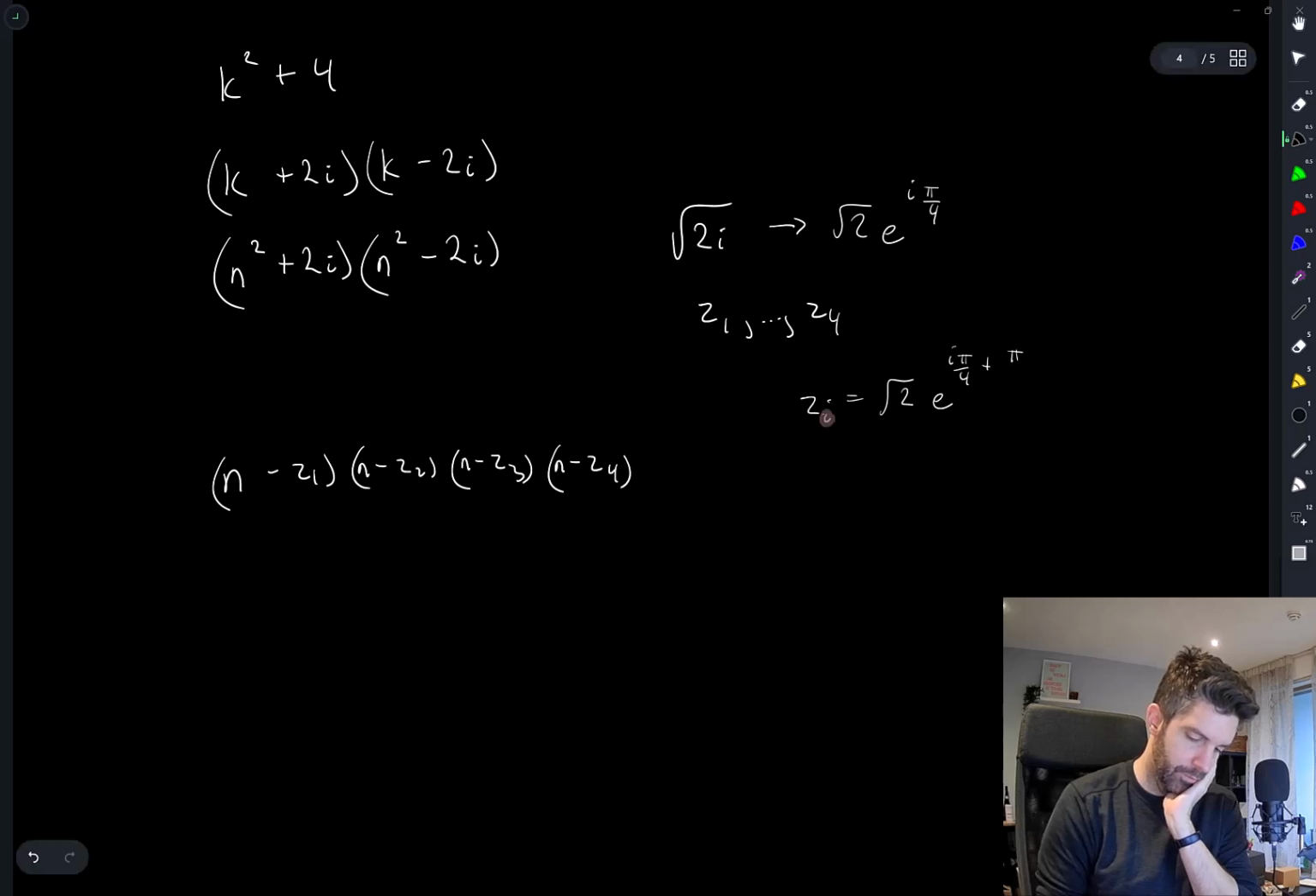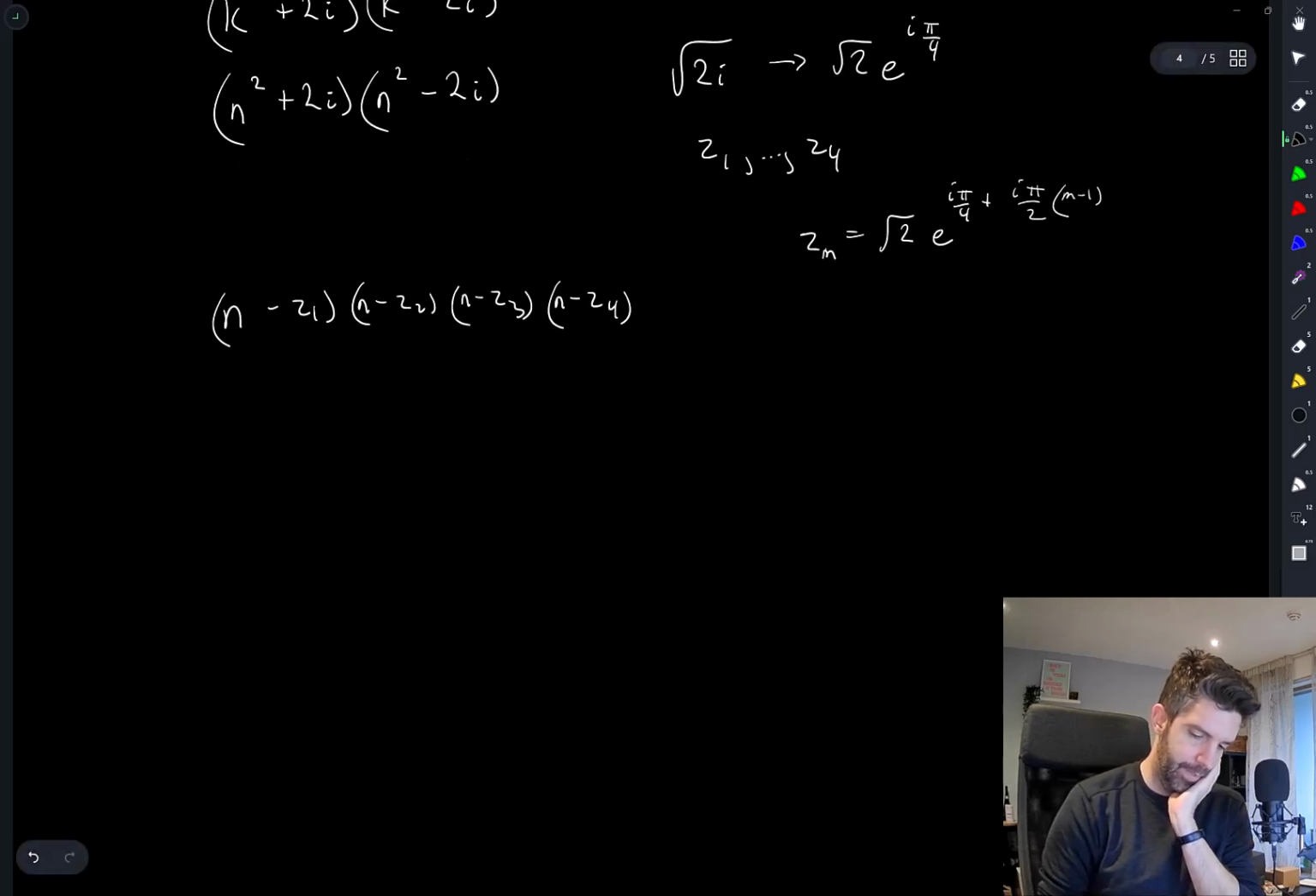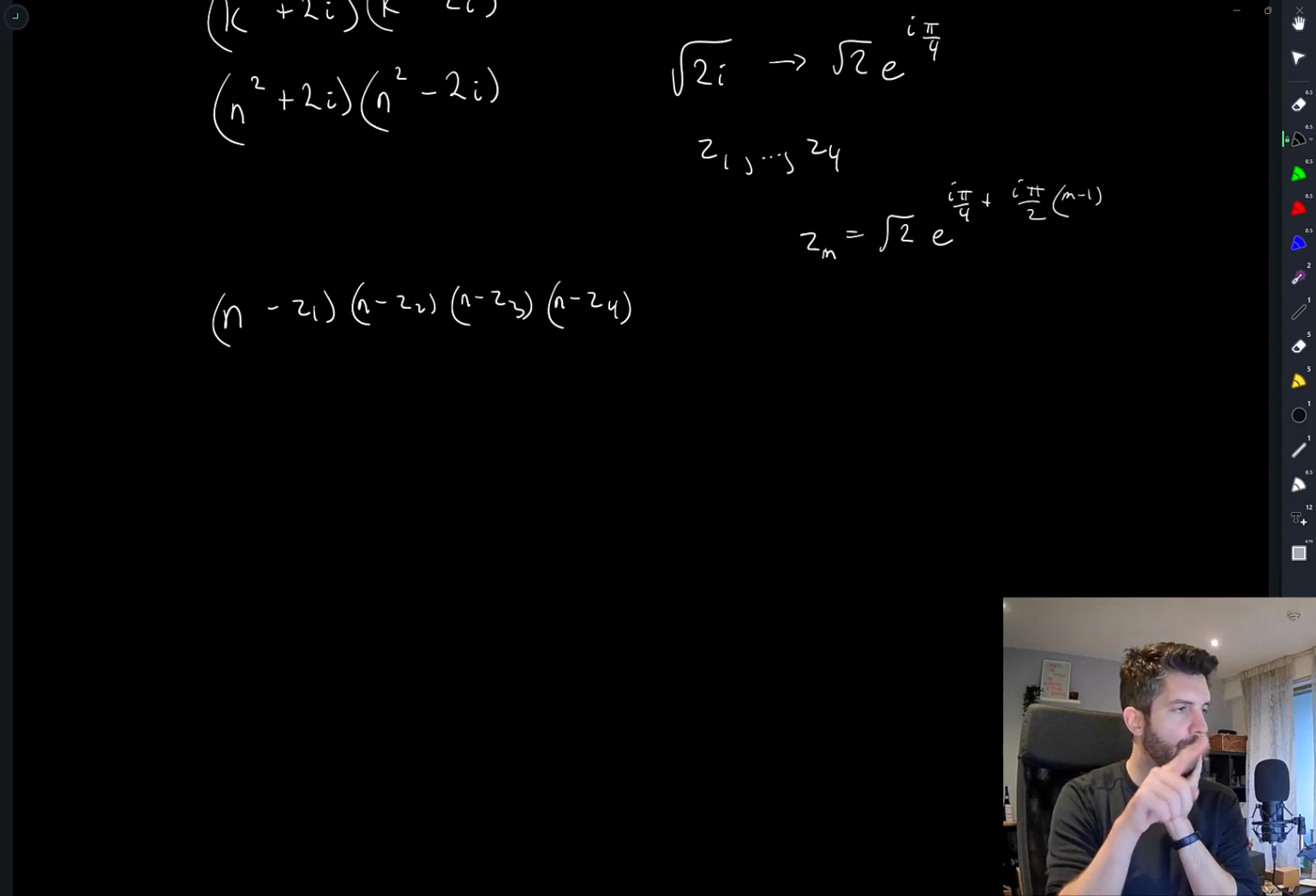Maybe I shouldn't call these Zi. Let's call them Zm, e to the i pi over 2 times m minus 1. I'm going to group Z1 and Z3. No, Z1 and Z4, and Z2 and Z3.